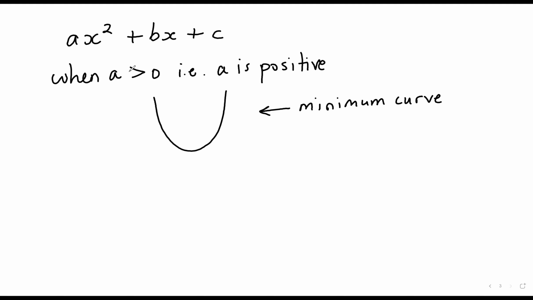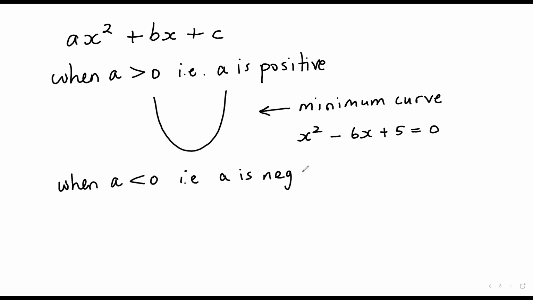So an example of a quadratic that would have a minimum curve might be x squared minus 6x plus 5, for instance, is equal to 0, right? That would be the quadratic that would have a shape like this, a minimum shape, right? When a is less than 0, that is when a is negative, the curve is flipped upside down. So it's an upside down U, it looks like this instead.